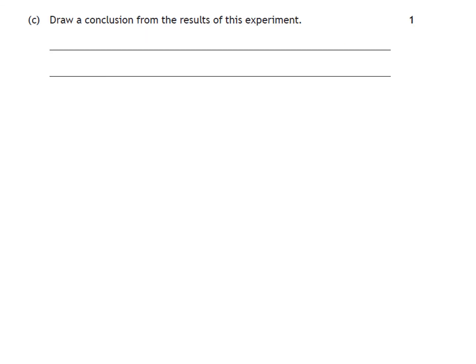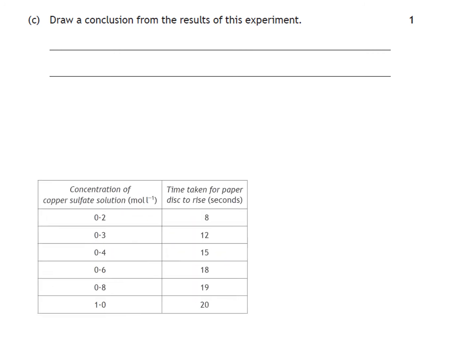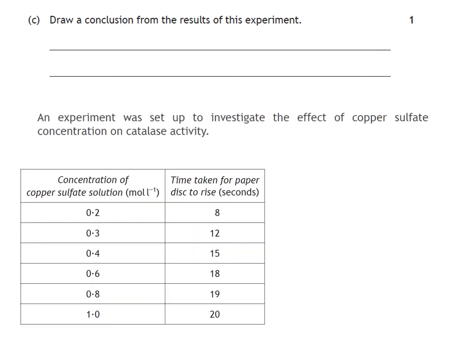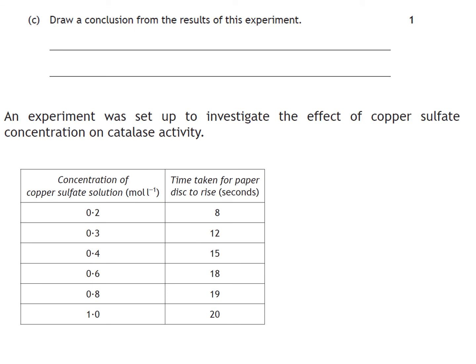Draw a conclusion from the results of this experiment. Now this should be pretty straightforward, but you're going to have to be careful about that change and rise thing, and also that you're actually answering the aim. Okay, so here's your data. This is from the original context, and look very carefully what it's asking you to do. To investigate the effect of copper sulfate concentration, and this is the most important bit, on catalase activity. So it is not actually this.